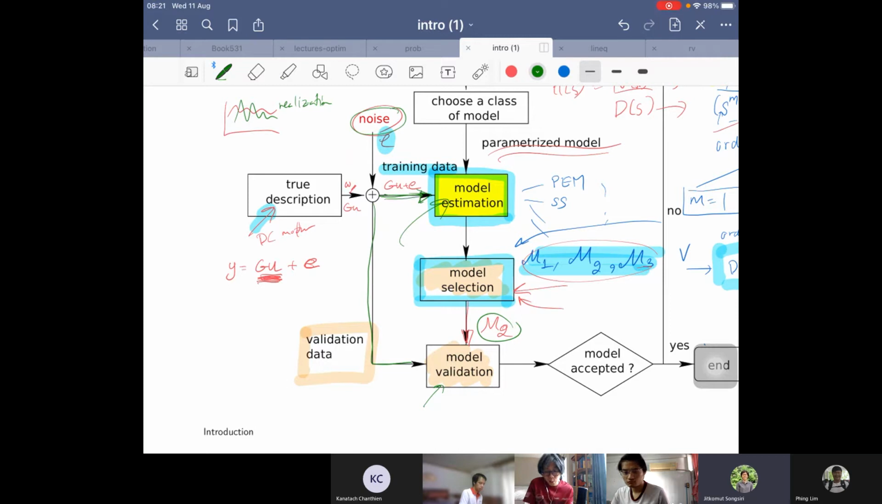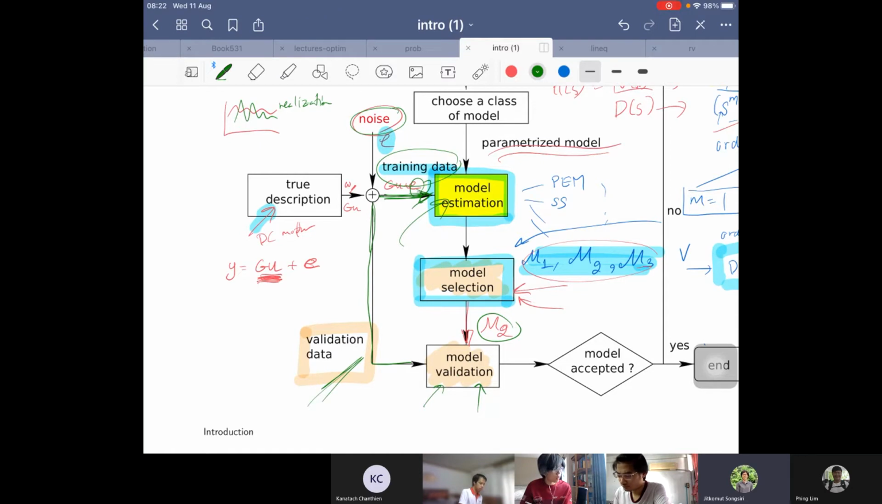Both are from the same description, but they're just corrupted by different sets of noise. So you run the experiment one time, you get one data set, and you keep it for training. You run it a second time, you keep it for validation. Okay, so we're going to talk about the criterion in the model validation as well.